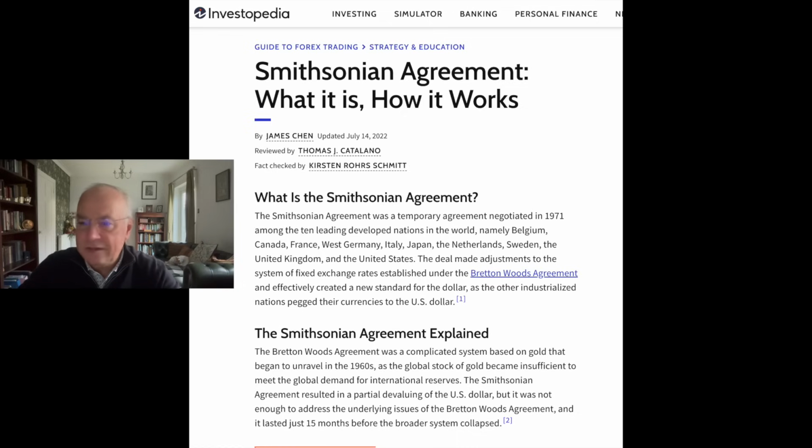All that means is that instead of getting $35 for 1 ounce of gold, you get like $38. That's how much they devalued it. So it stops the flow of gold out of the country. But it was not enough to address the underlying issues of the Bretton Woods Agreement, and it lasted just 15 months before the broader system collapsed.